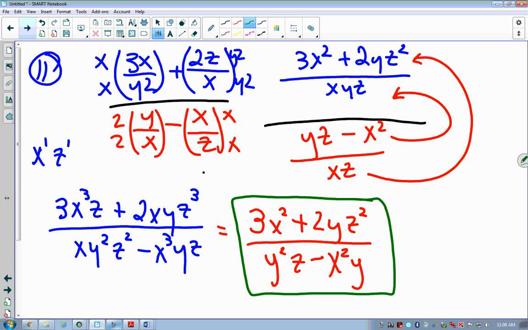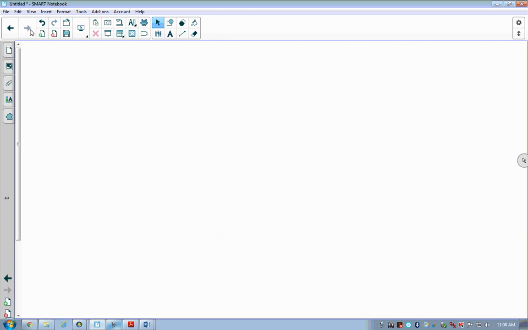There's a lot going on there, but the process is still the same old steps. Common denominator, multiply by the reciprocal, factor out. Questions on 11? No? Okay, 12.